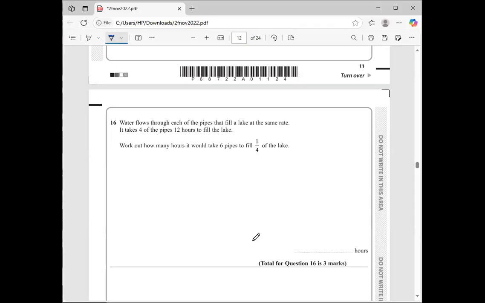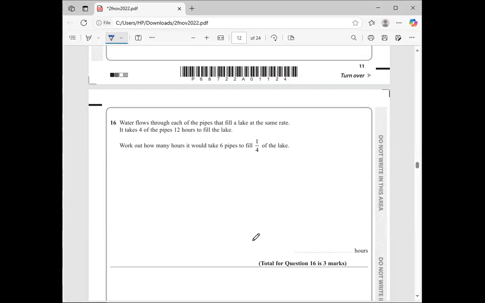So number 1, 4 pipes can fill up the lake in 12 hours. Will 6 pipes fill it faster? Let me just ask you, what do you think? Yes. 6 pipes will fill it faster.